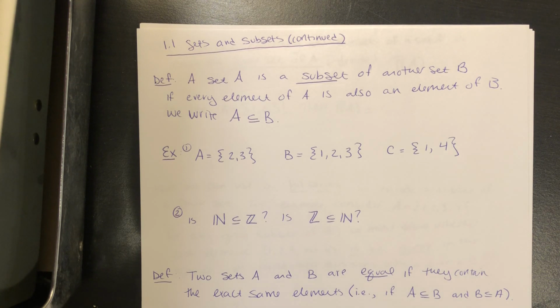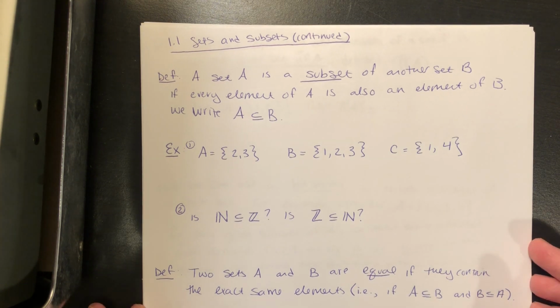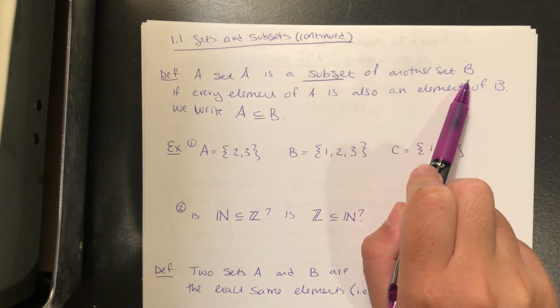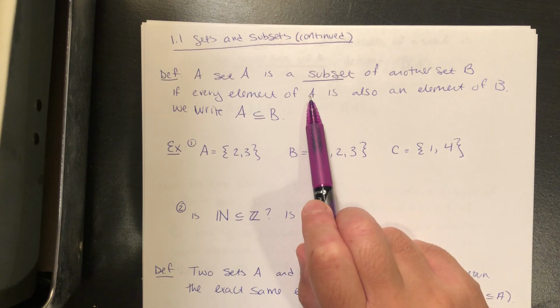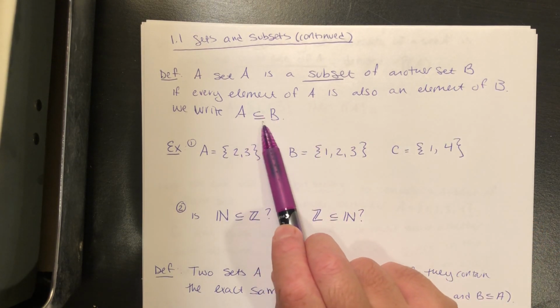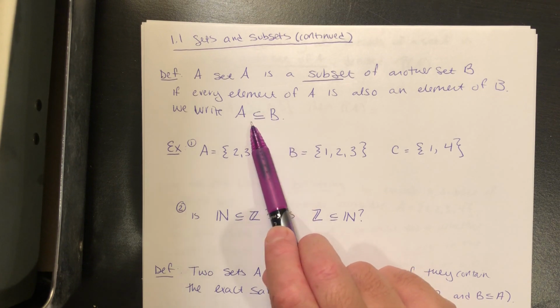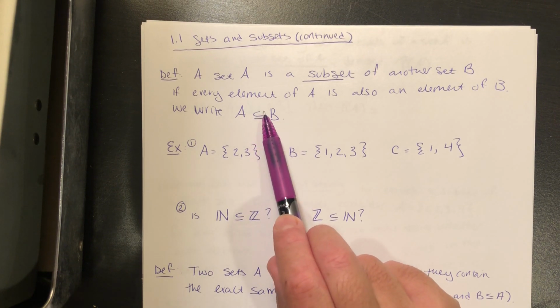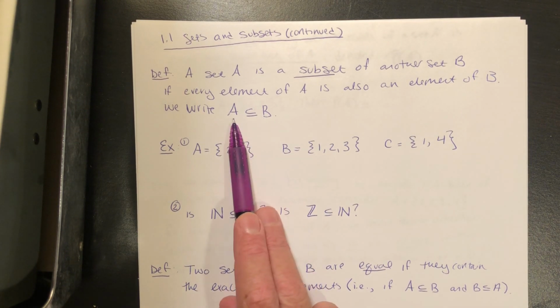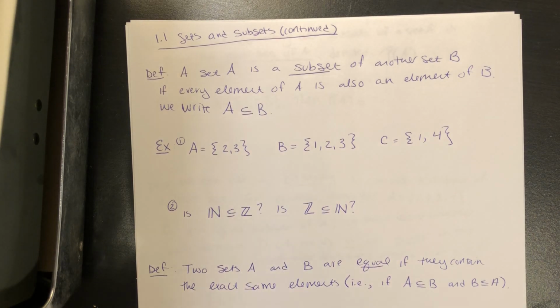And so to formalize that idea, we have a subset. So we say that a set A is a subset of another set B if every element of A is also an element of B. Right, and we use this notation, A is a subset of B. That's what this notation means. It looks almost like a less than or equal to sign, but it's more curved. So this is saying A is contained in B, or A is a subset of B. In other words, every element of A is also an element of B.